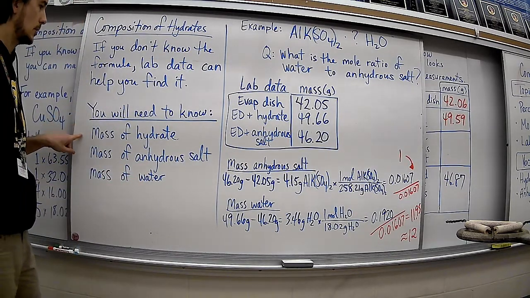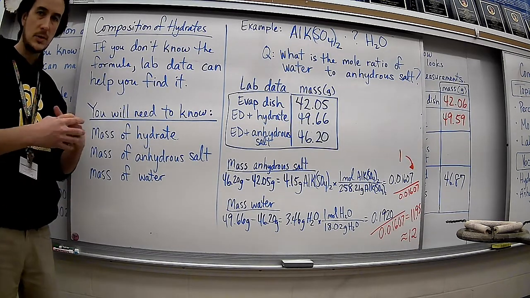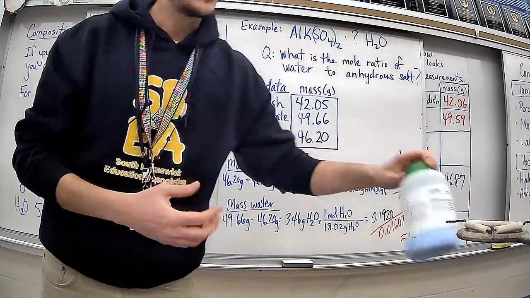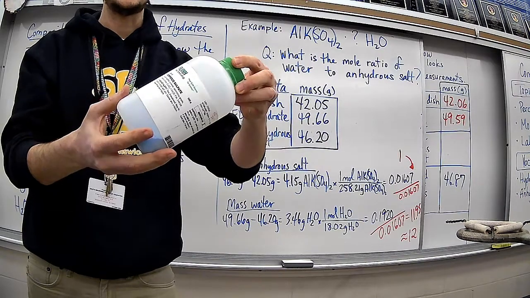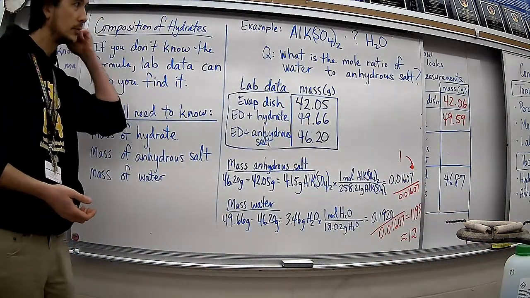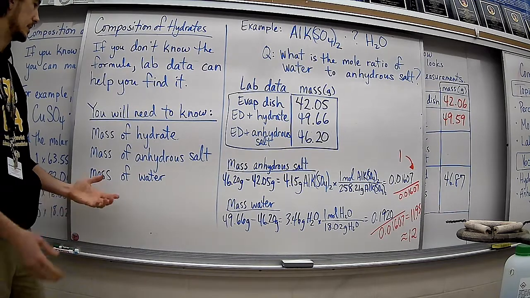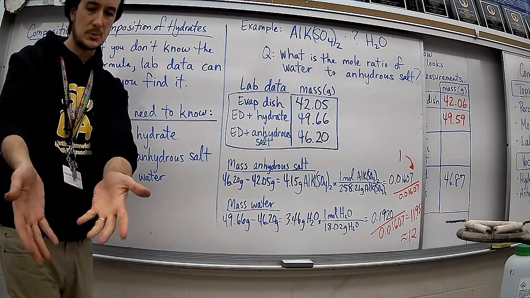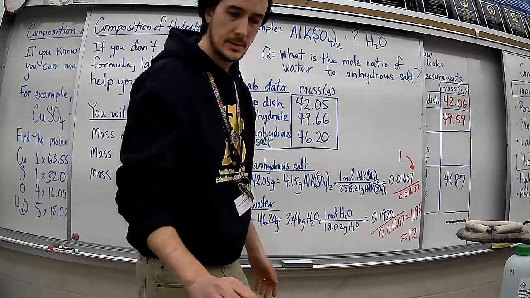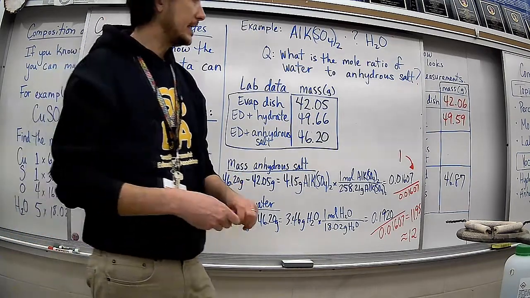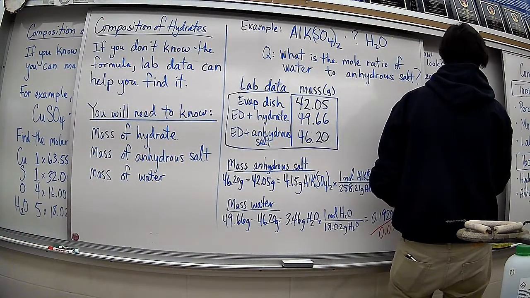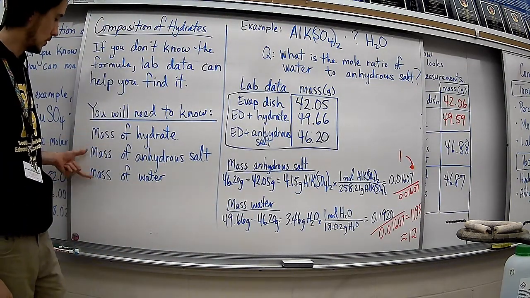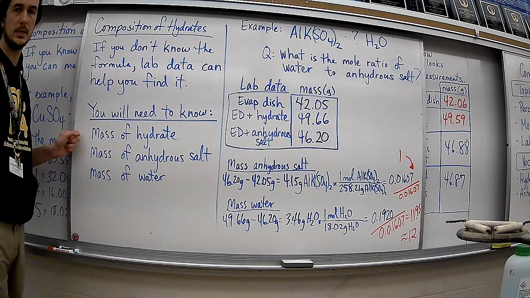What do you need to know? Well, you need to know the mass of the hydrate. The hydrate is the thing with the water in it, right? It's the original stuff we started with. It's got water, it's got some sort of salt, some sort of ionic compound in this case. So what's the mass of the hydrate? What's the mass of the anhydrous salt? That's what's left when you're done heating it. Oh, by the way, that was 46.88. Forgot to write that in there. And then the mass of water. If you know these things, you can figure out the formula of that hydrate.